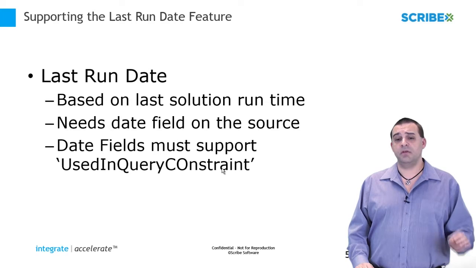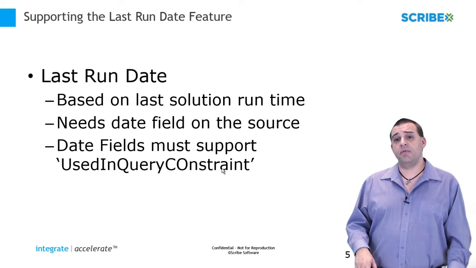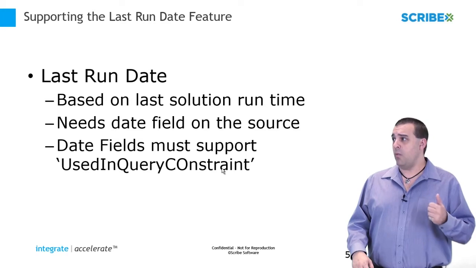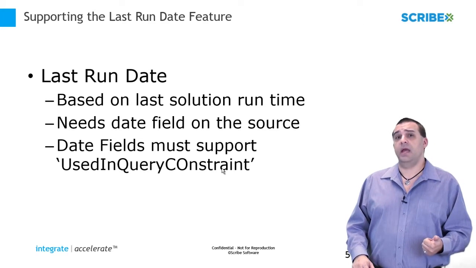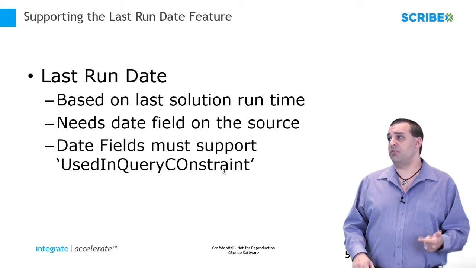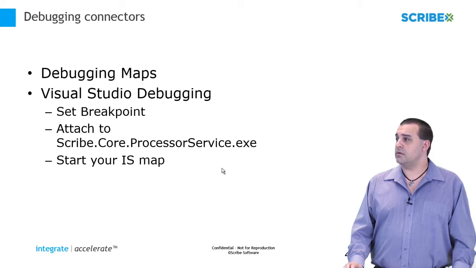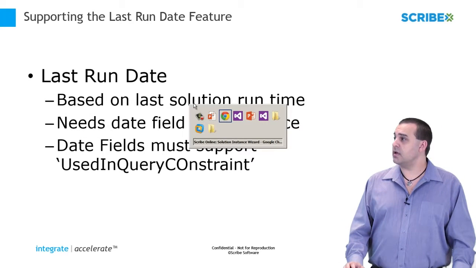What we do is within your map, you can select to use the last run date and only move that data which has modified since the last run date. It requires that your entity has a date field and that date field supports the used in query constraint. So let's take a look at where that might be.